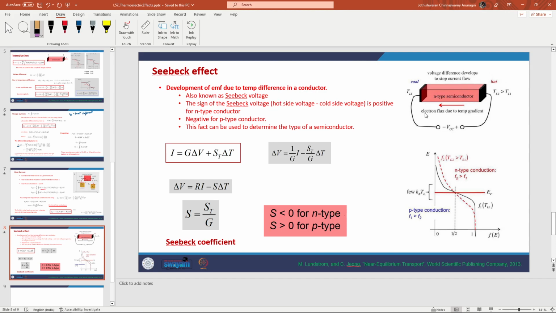So, essentially, what do we mean by Seebeck voltage? There will be a back current, that is a charge current that is flowing because of the temperature difference, if this were a P-type material.